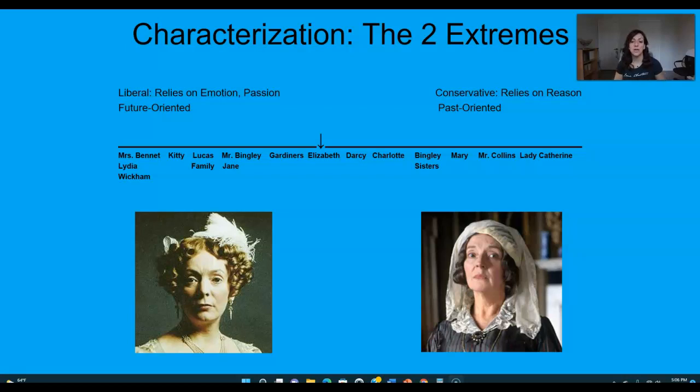So I made this chart to help you guys out so that you could see, in terms of Jane Austen's characterization and categorizing of how she views these characters as liberal or conservative, how I would rank them according to her representation.